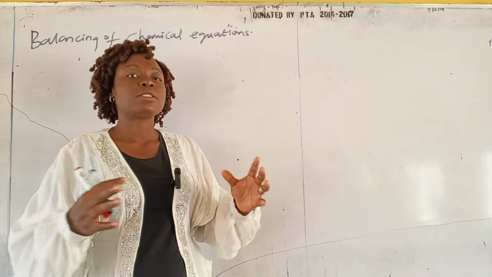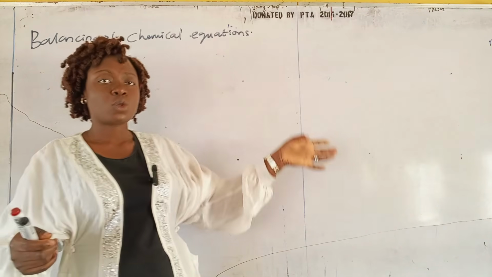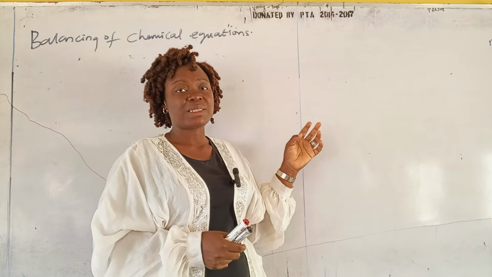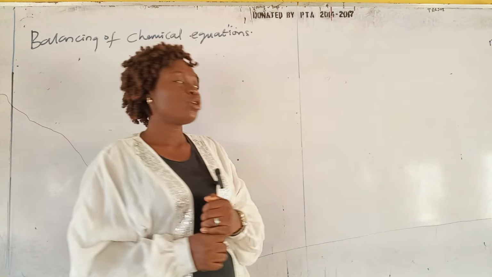And one thing about balancing of reactions is that whatever you have on the left hand side must be equal to whatever you have on the right hand side, and that is where your atom count comes into place. So I'm going to be showing us.